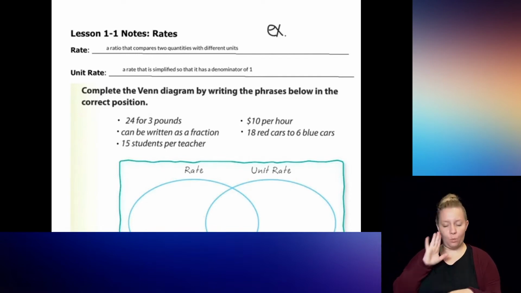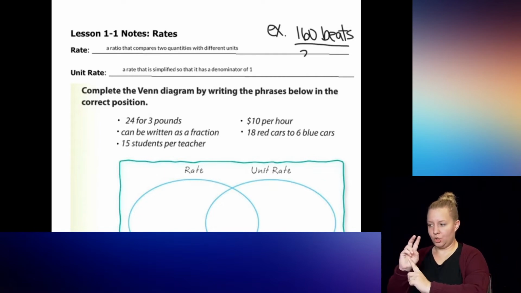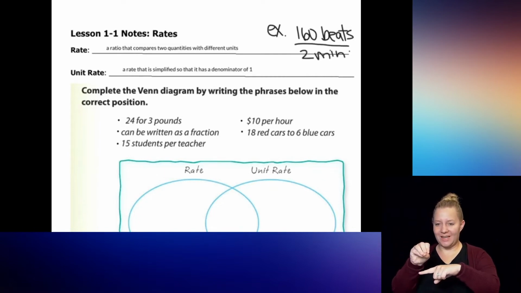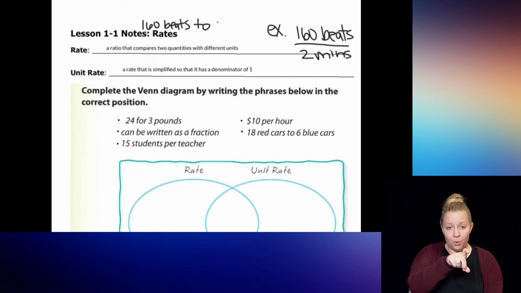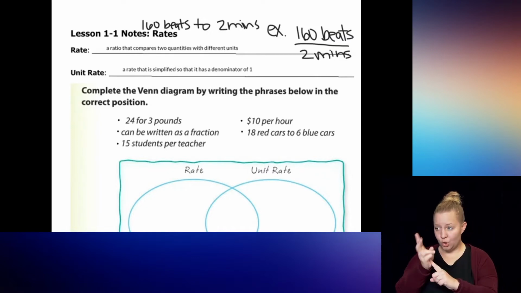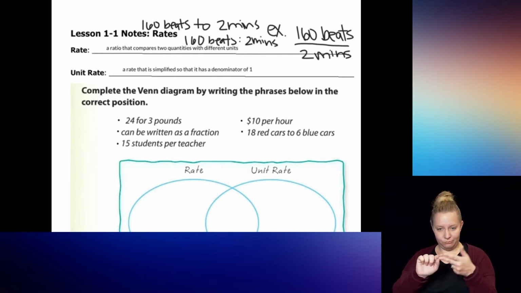A quick example would be 160 beats in 2 minutes, so per 2 minutes. So this is one way that we can write a ratio. Another way that we can write a ratio is literally using the word to. So we could say 160 beats to 2 minutes. And then the last way that we can write it is 160 beats, using the colon, to 2 minutes. So those are the three ways that you may see a rate listed.